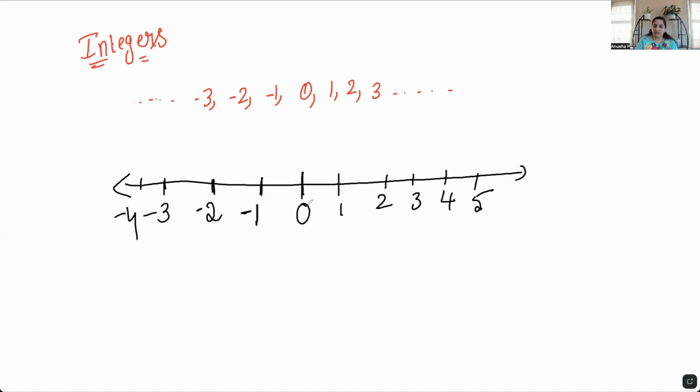On a number line, we'll keep a 0. On the right side of 0, you will have positive numbers 1, 2, 3, 4, 5, and so on. On the left side of 0, you will have negative numbers -1, -2, -3, -4, and so on. Okay, so let me explain where you will use integers.